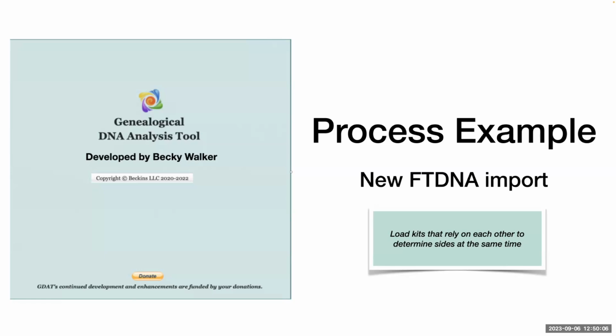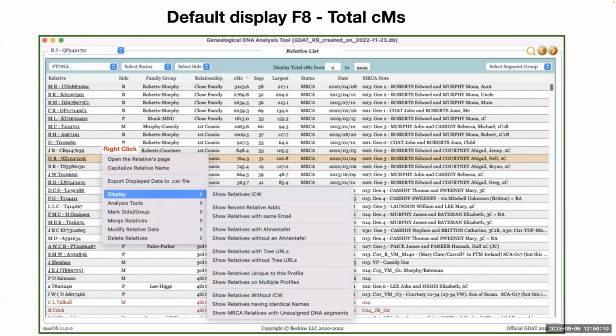So what I would do if I've just loaded, say, all FTDNA data, I would go first of all to the F8 screen and look at the total centimorgans list. And one of the things you can do is right click here and display, and it comes up with all those options. You could first of all limit your list to just FTDNA kits, so that's only FTDNA kits and it's not being cluttered up by other sources.